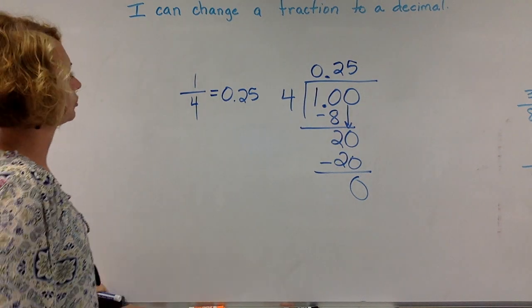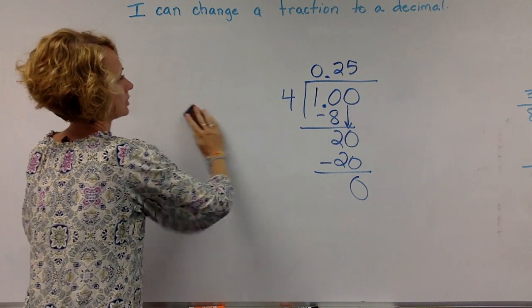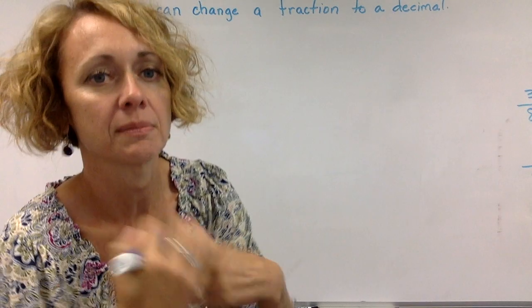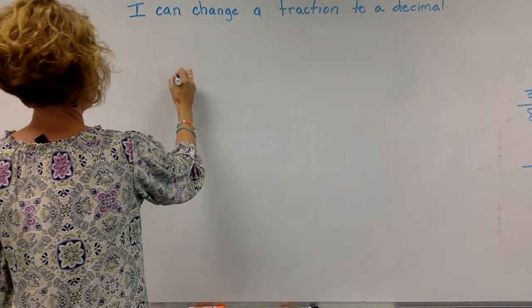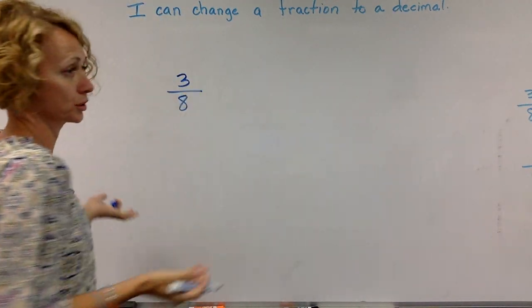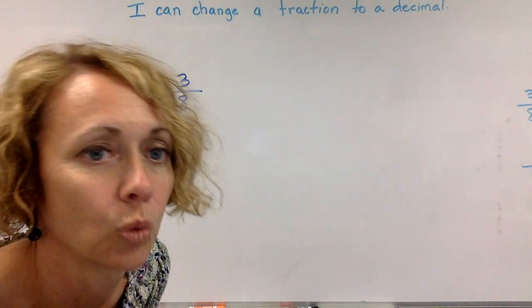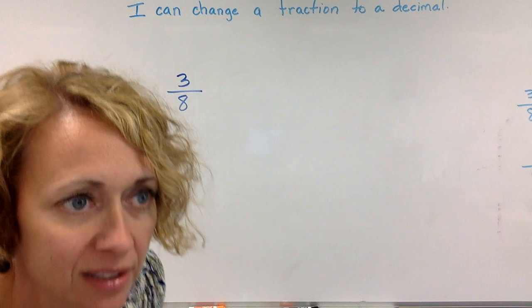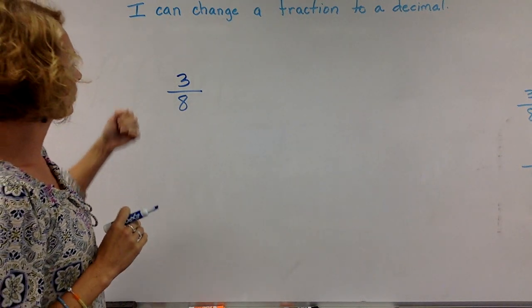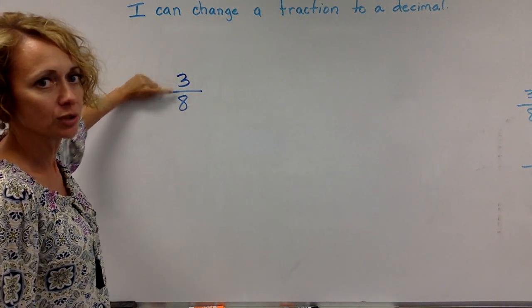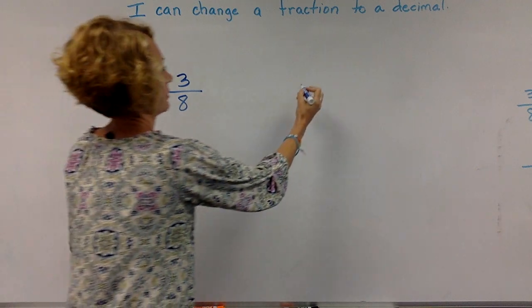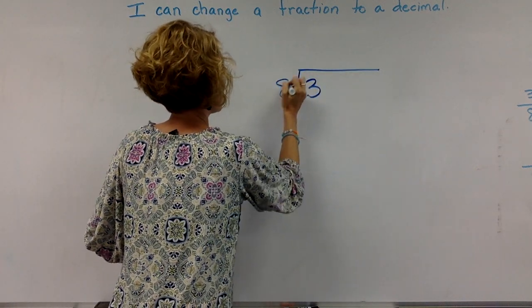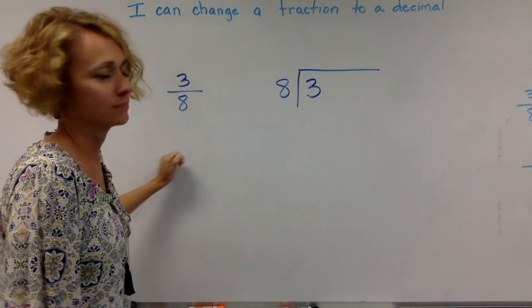So now since we've changed 1/4 to a decimal, let's go through and do one that's maybe not as familiar to us, like a fraction that's not like 1/4 or a quarter. So say you're given 3/8 and you're asked to write that as a decimal. You're going to go through the same process. You're going to remember that it means division, numerator divided by denominator. I'm going to write 3 as my dividend and 8 as my divisor, and I'm going to divide.